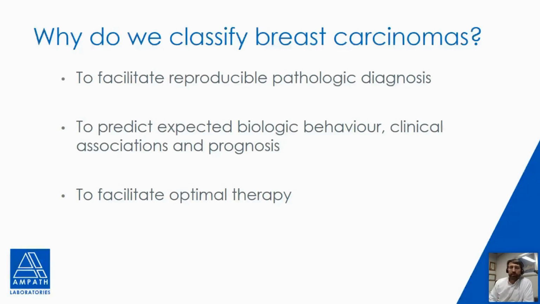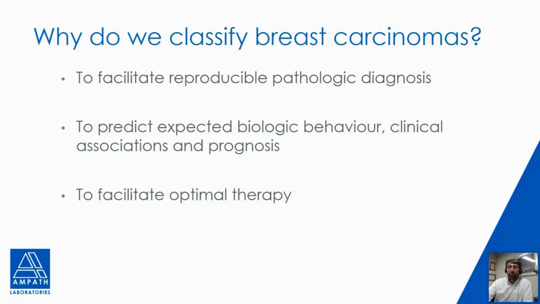And the main reason for that is because we want to have a reproducible pathologic diagnosis, whether we diagnose it in Pretoria, Johannesburg, Cape Town, Cairo, London, or New York. We want all of the pathologists to speak the same language and to call the same things by the same name. And directly coupled to this, obviously, is the fact that this then predicts the expected biologic behavior, clinical associations, and prognosis associated with a cancer.